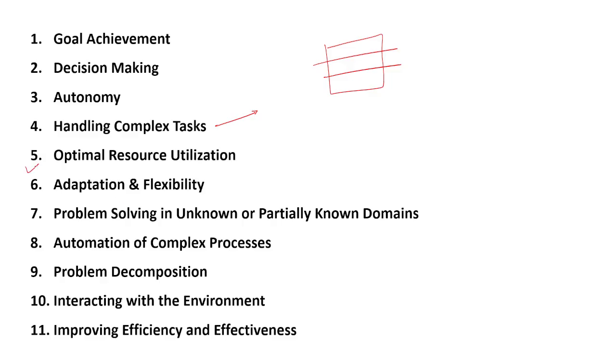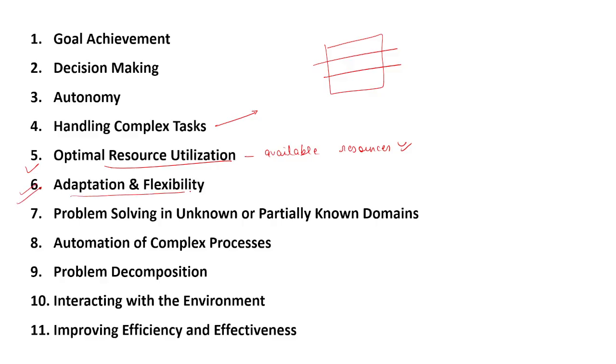Next we have optimal resource utilization. Under this point, planning system helps in optimizing the use of available resources. For example, when planning a sequence of actions, the system must consider time, energy, space, money, or conceptual resources to ensure that the solution is not only feasible but also efficient. So, this is the optimal resource utilization.